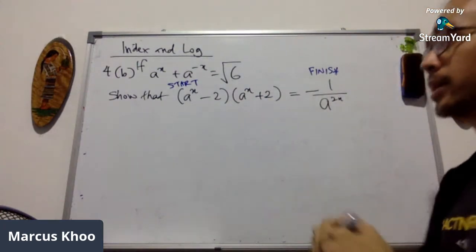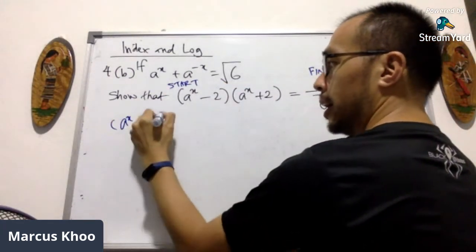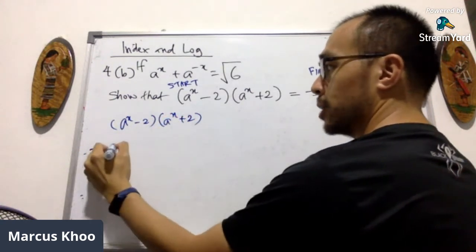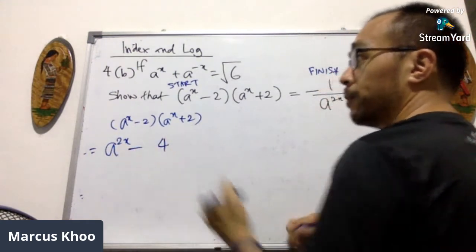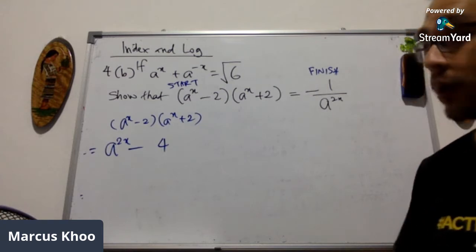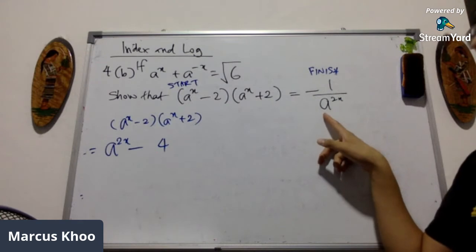If I'm going to start from here, I'm going to separate this out now: a to the power of x minus 2 and a to the power of x plus 2. If I multiply this, this will become a to the power of 2x minus 4. A to the power of 2x minus 4. But the question is, how do we get this?